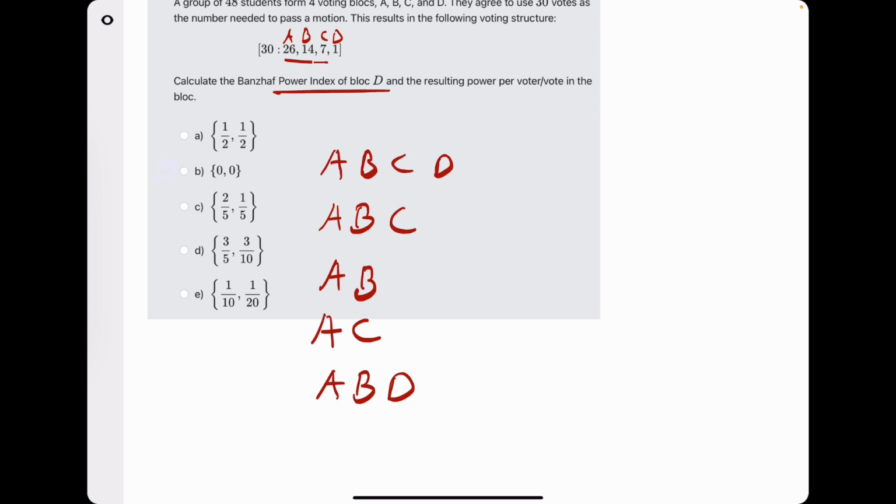A and D wouldn't work. A, C, D. Is A, C, D one? Oh, yeah. A, C, D. That might be the only one I'm forgetting. I feel like this is very similar to the last one in terms of the coalitions here. Okay, I'm going to leave it at that.